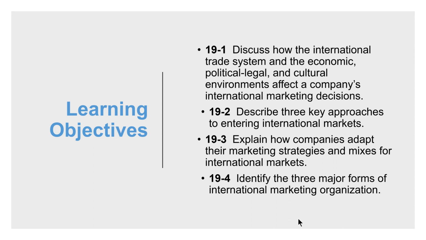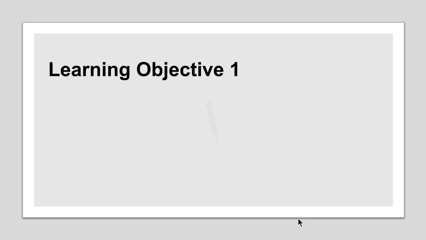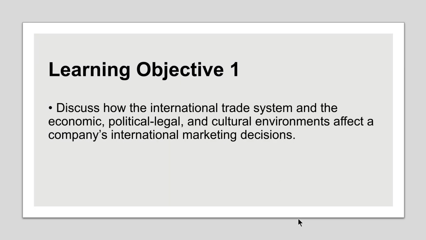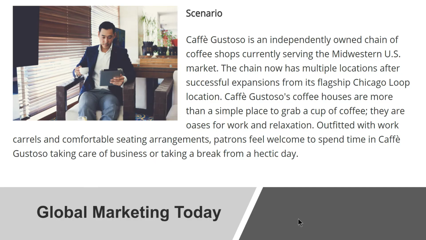So just like any other team, the finance team, the production team, marketing needs an organizational structure as well, not only in the US, but abroad. So let's go over chapter number 1, which is the macro and micro environmental factors and how marketing in a global environment is impacted by those.